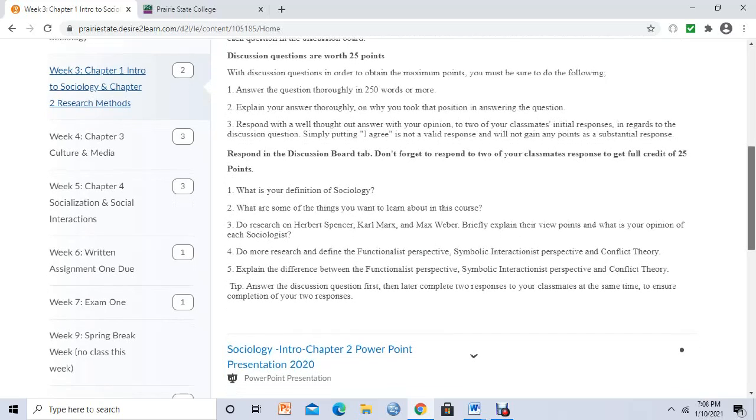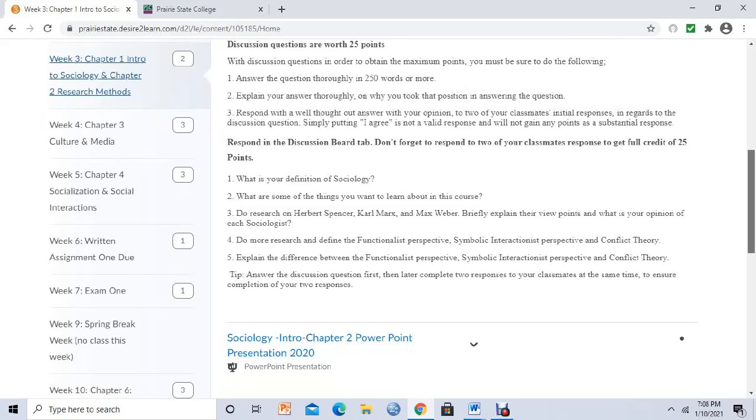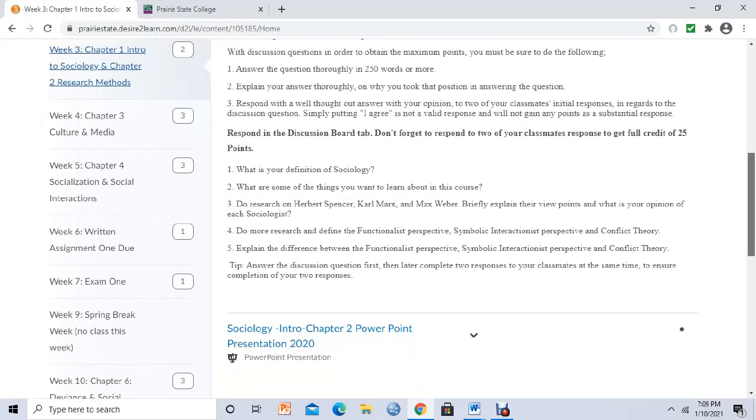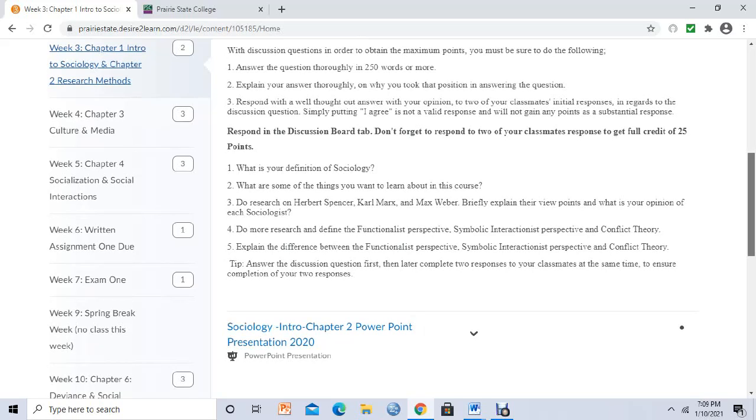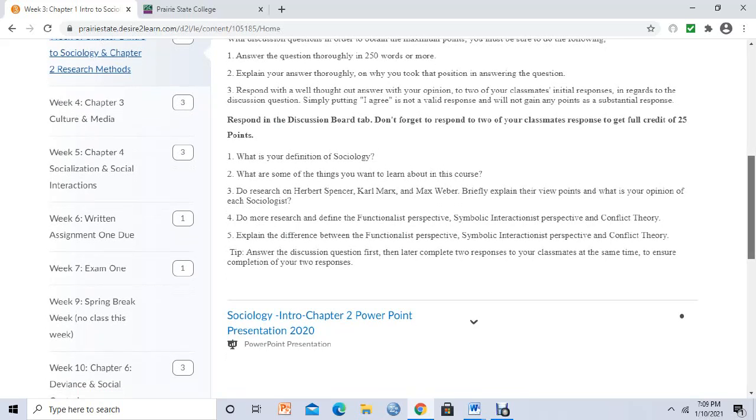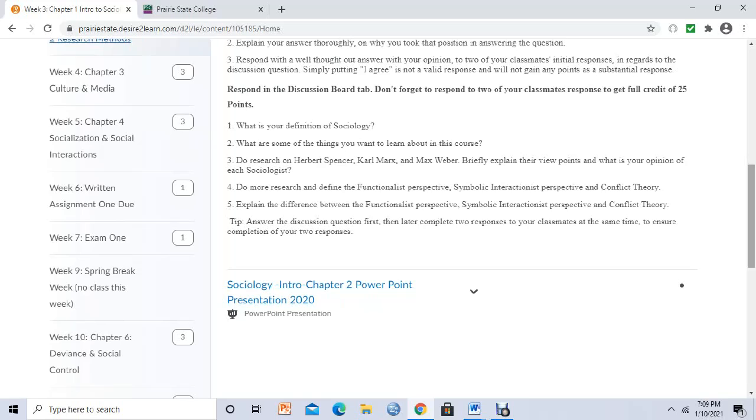So number one, what is your definition of sociologist? One of the discussion questions. So then you're going to write down what your definition is. Now, some of the questions, when they say 250 words or less, give me some good information. What are some of the things you want to learn from this course? You've got to also do more research.